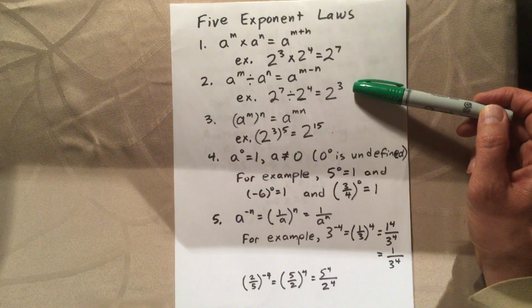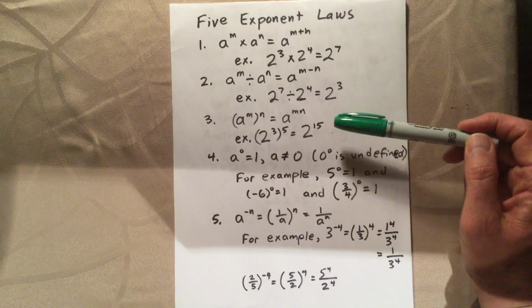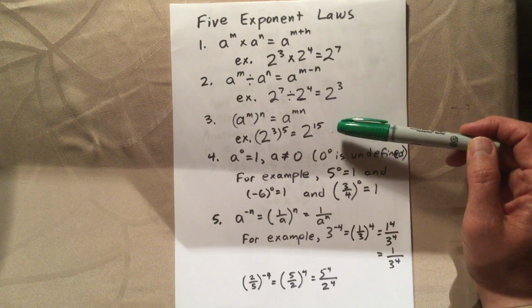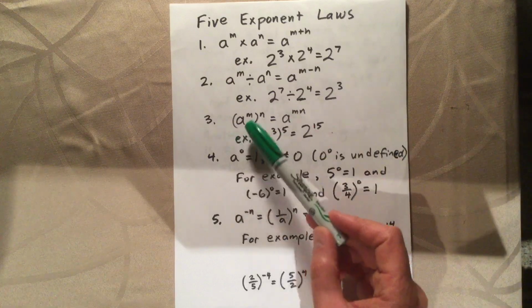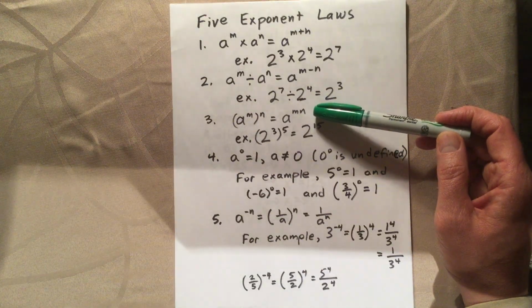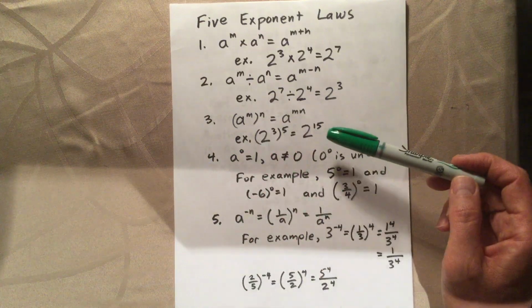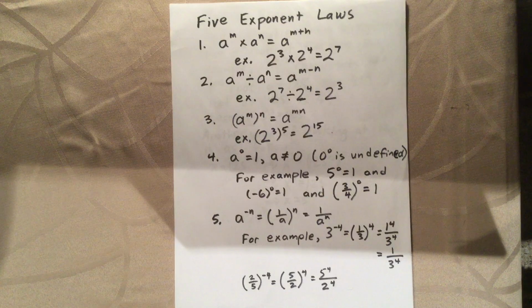Well, what if we have a to the m divided by a to the n, dividing powers with like bases? In that case, we subtract the exponents. So 2 to the 7 divided by 2 to the 4 would be 2 to the 3. And a third one is if we have a power raised to a new exponent, so for instance a to the m raised to the exponent n, then we have that equaling a to the mn. So for instance, if we have 2 to the 3 raised to the exponent 5, we multiply the 3 and 5 and we get 15.